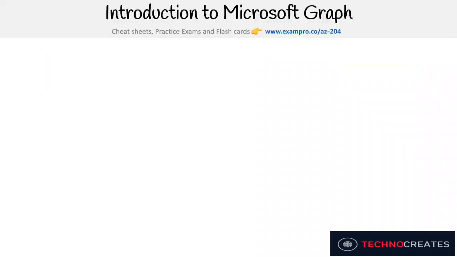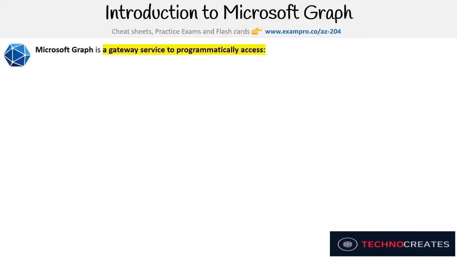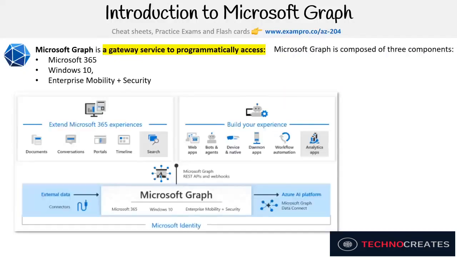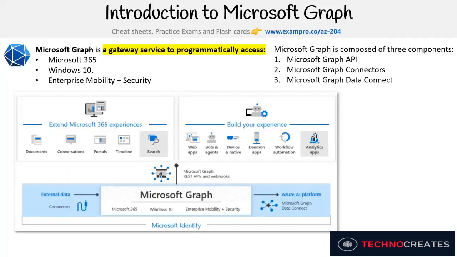Hey, this is Andrew Brown from Exam Pro, and we are taking a look at Microsoft Graph. This is a gateway service to programmatically access M365, Windows 10, Enterprise Mobility plus Security. And so here's the big graphic, but it's composed of three elements: Microsoft Graph API, the Microsoft Graph connectors, and the Microsoft Graph Data Connect.